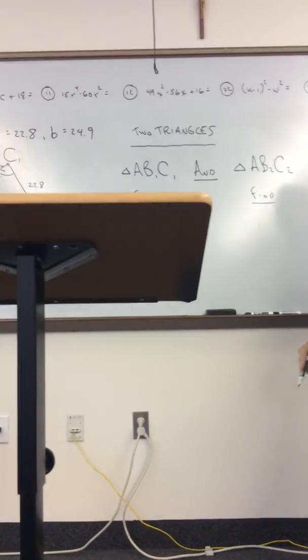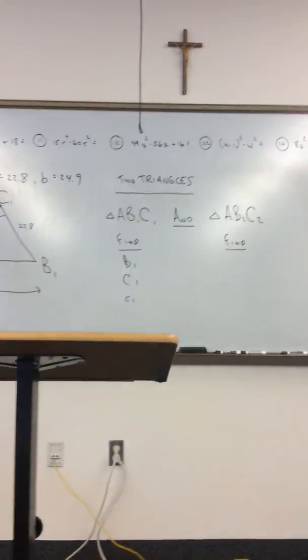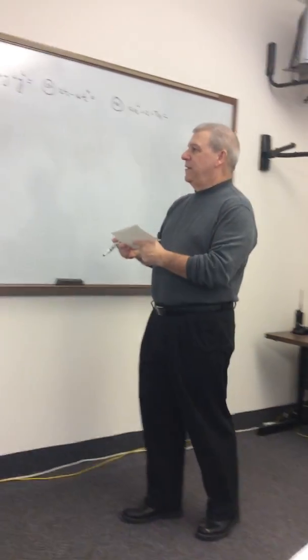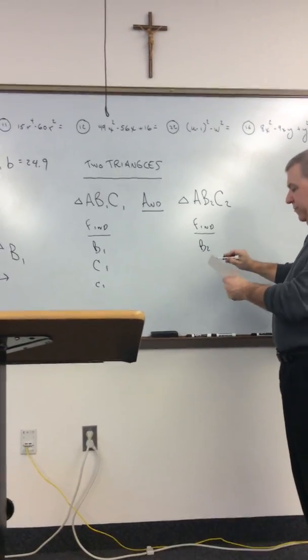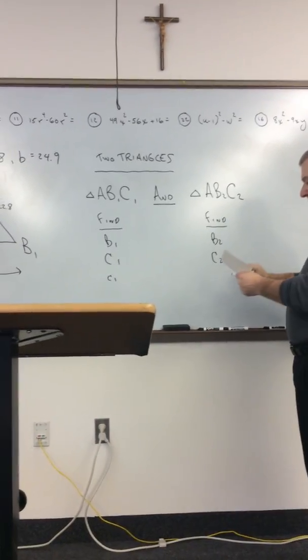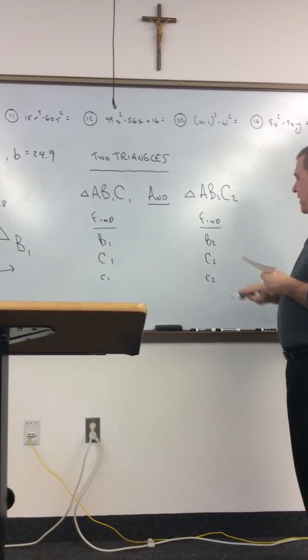C sub 1, and you'd have to find side C sub 1. I'm spelling all this out for you here, so please mark your notes accordingly. In the second triangle, you'd have to find big angle B sub 2, big angle C sub 2, and small side C sub 2.